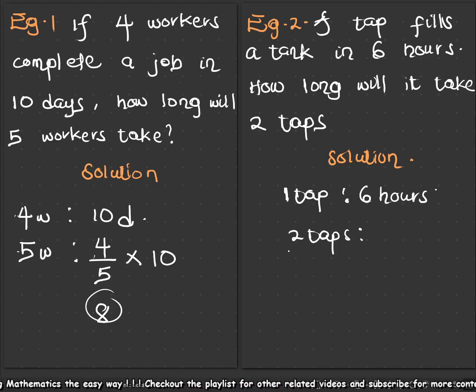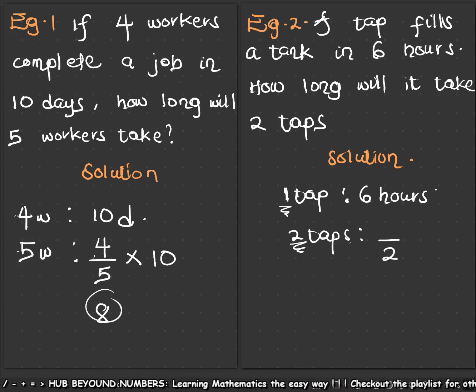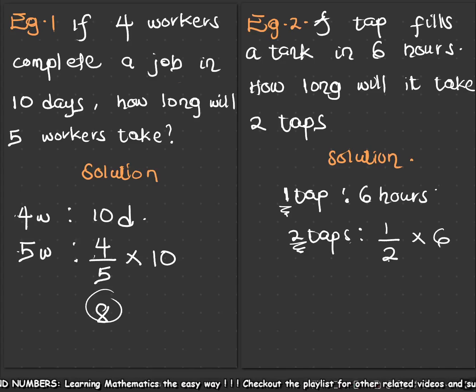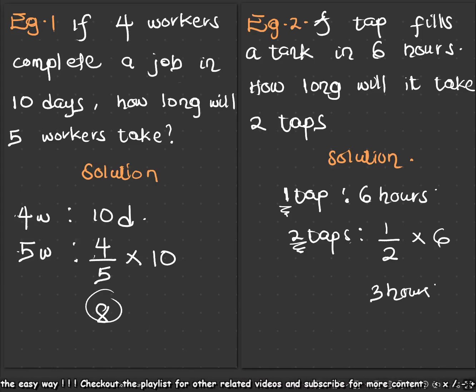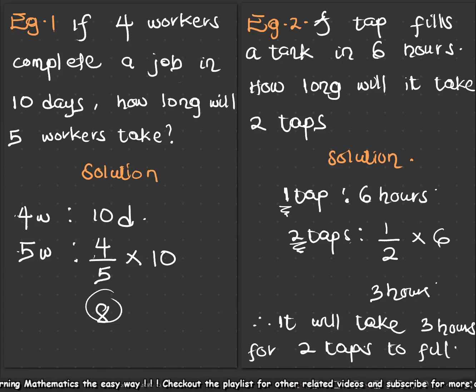So if less, then more divide, right? So this here is going to do the division. This one here is more than this. So this is doing our division. Then the other number becomes our numerator times 6. 2 divides 6 3 times. 3 times 1 gives us what? A 3. Right? So we just need 3 hours. So therefore, it will take 3 hours for 2 taps to fill the tank. You see? That was very simple.